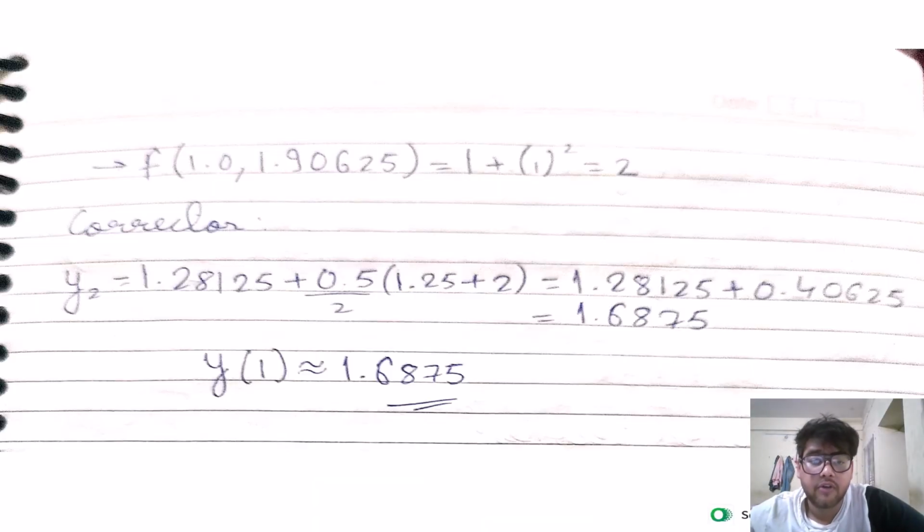Or we can also say, after substituting it into the function, the value of the function we will get is 2. So after substituting these values in the corrector formula, the value of y2 will be 1.28125 plus 0.5 upon 2 into 1.25 plus 2, and the final value after the calculations that we will get is 1.6875, and this is the value of y at x equal to 1. So y is approximately 1.6875. This is from the corrector formula.